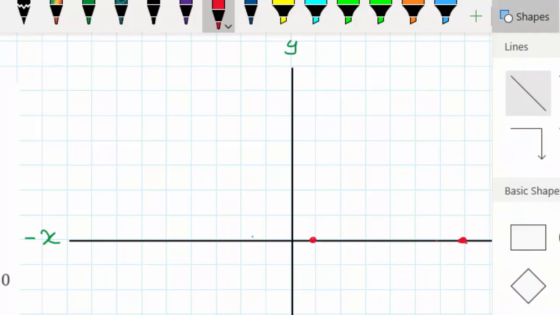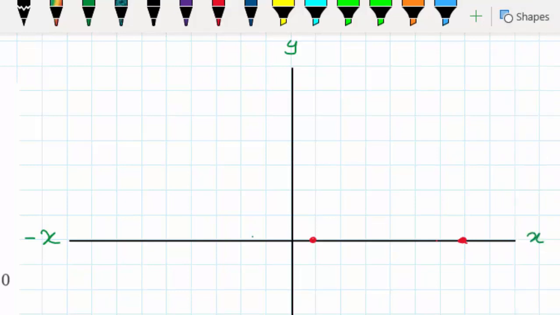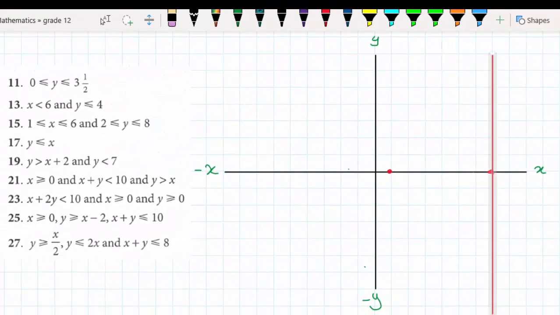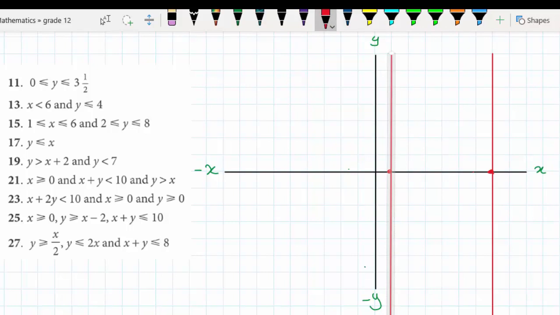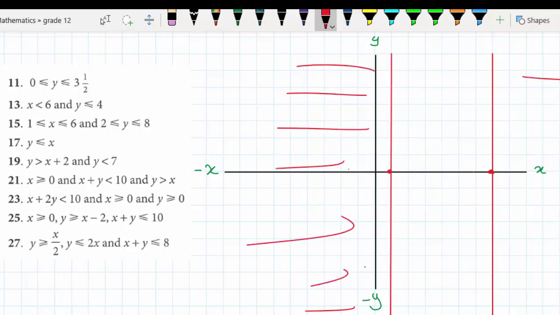So outside is the shaded region. This is the first straight line and the second straight line, while outside is the shaded region for this one, and here outside is the shaded region.